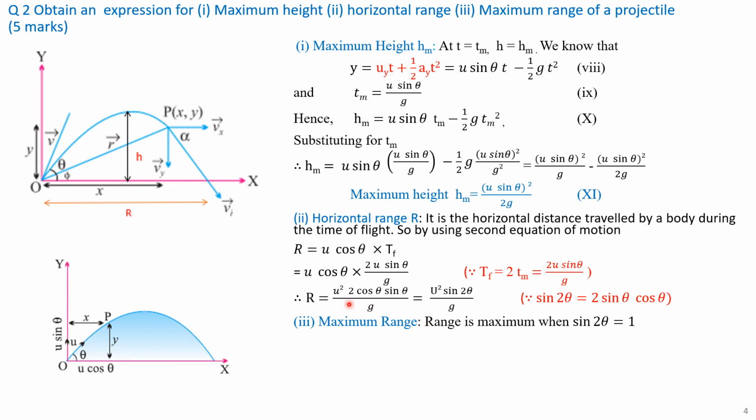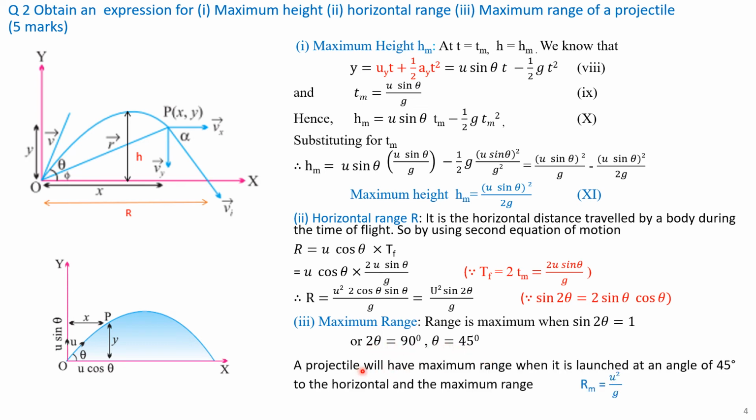That is the horizontal range, R is equal to u square sin 2 theta by g. Range is maximum when, in equation 12, sin 2 theta is 1, then R is R maximum. Therefore, sin 2 theta equals 1, that is 2 theta is 90 degrees, since sin of 90 equals 1. Therefore, 2 theta equals 90 degrees, or theta is equal to 45 degrees.